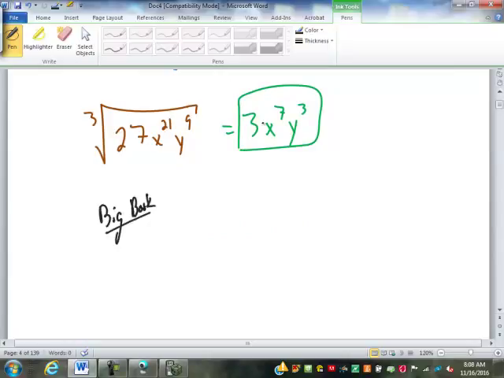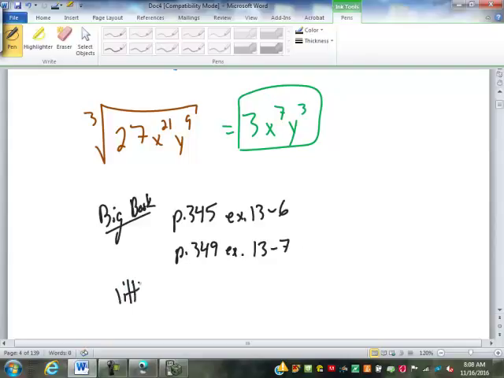In the big book, page 345, it is exercise 13.6. And page 349, exercise 13.7. In the little book, here's 26 and 27.